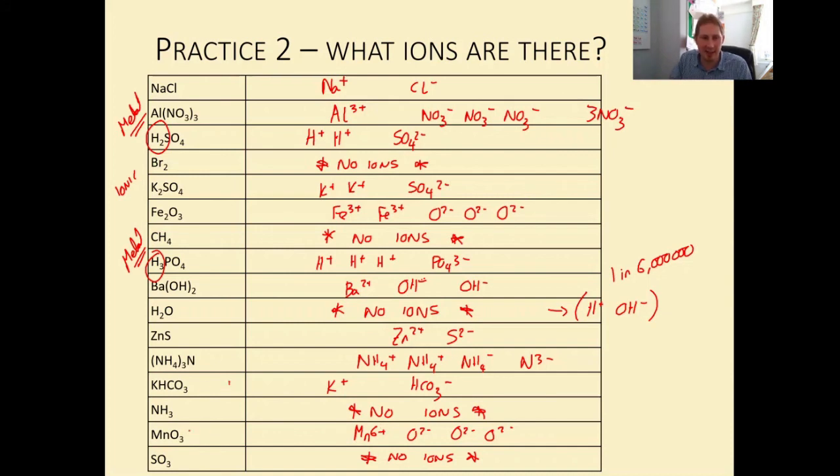SO3, looking down here, well, sulfur is a non-metal, oxygen is a non-metal, so these are all non-metals, so it must be covalent. There are no ions there. Hopefully you got most of those right.